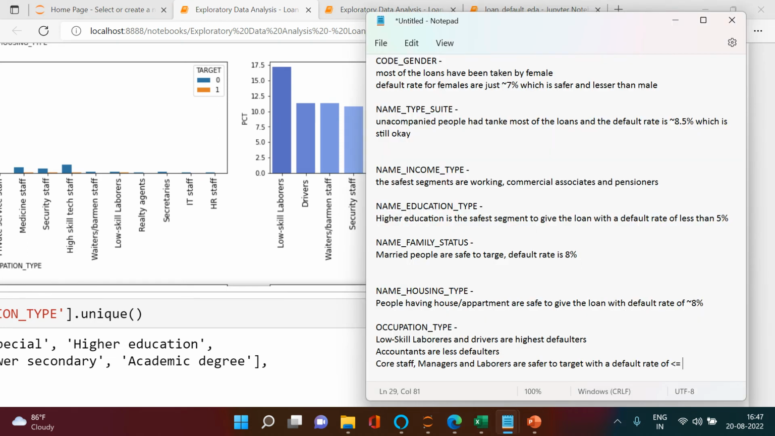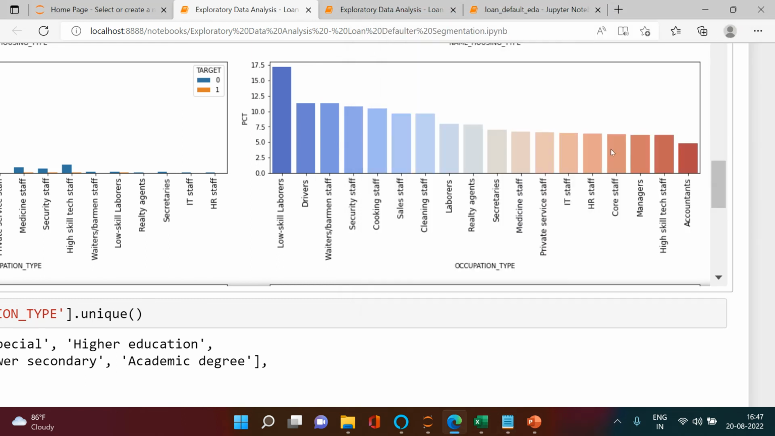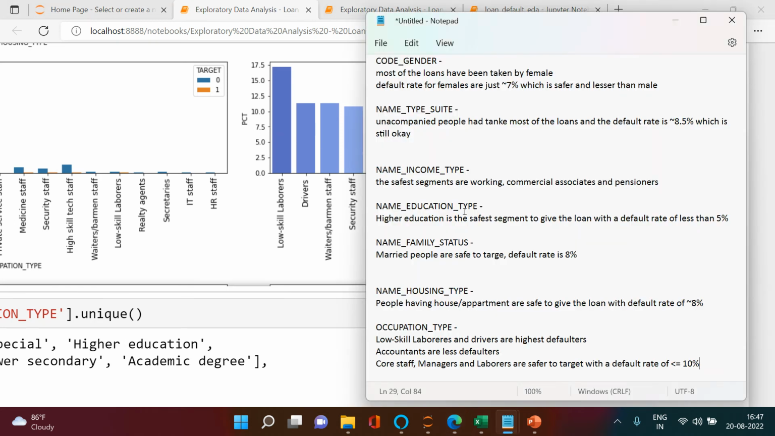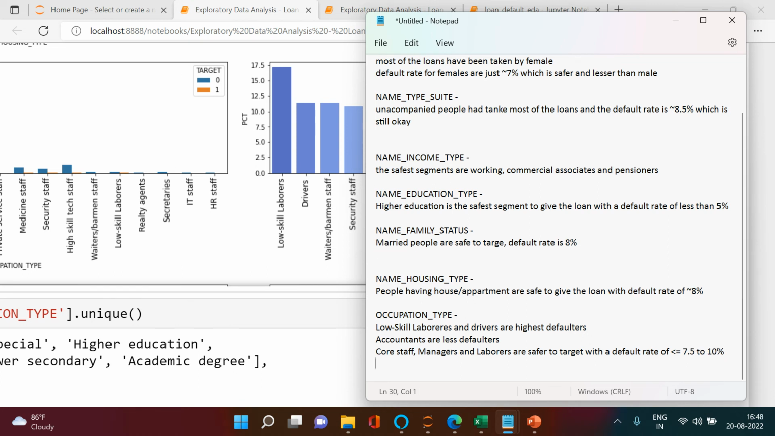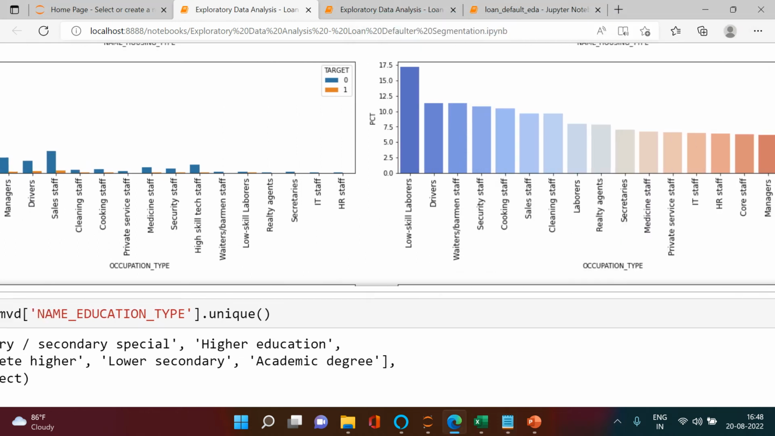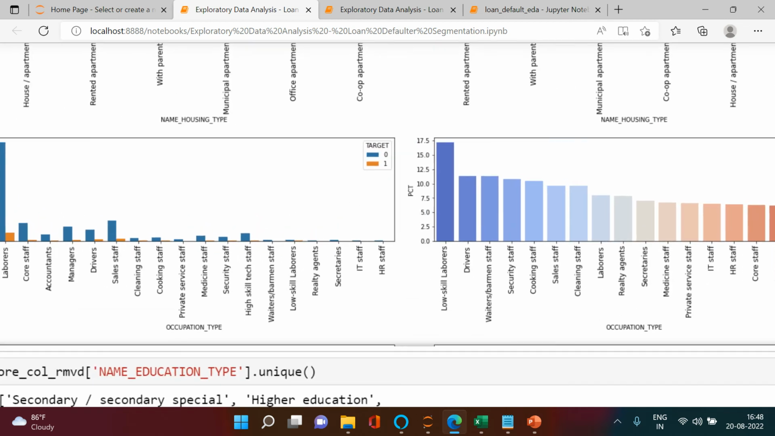Still, if we write 10%, that might not give the accurate picture. So 7.5 to 10% rather, we can say. Okay, so this is the rate of default we are getting. I'm sorry, I keep saying rate of interest. Whenever I say rate of interest, just consider that I'm trying to say rate of default. Let's move to the next one.